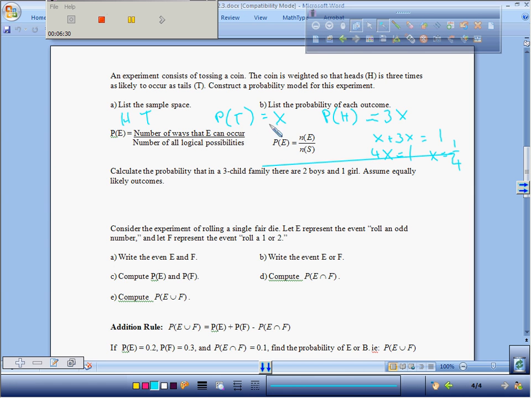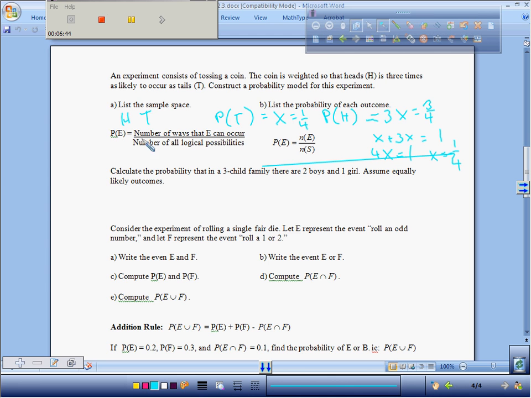So what's the probability of getting a tails? 1/4 or 25%. And the probability of getting a heads is 3/4 or 75%. Questions on how to do that? Kind of the same problem, okay?